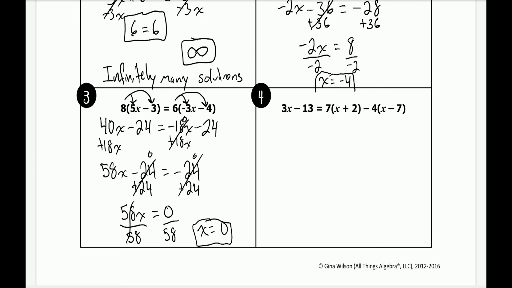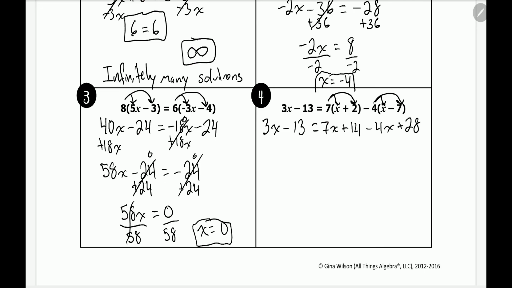For this one, we have 3x minus 13 is equal to 7 times the quantity x plus 2 minus 4 times the quantity x minus 7. So, first step, distribute. We have 3x minus 13 is equal to 7 times x, 7x, plus 7 times 2, which is 14. Sorry, it needs to be plus 14. Negative 4 times x, that's negative 4x. Negative 4 times negative 7, that's going to be positive 28.